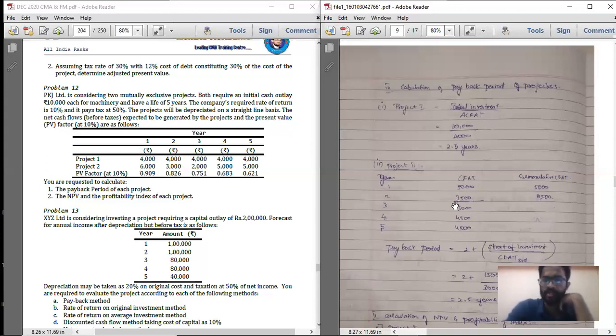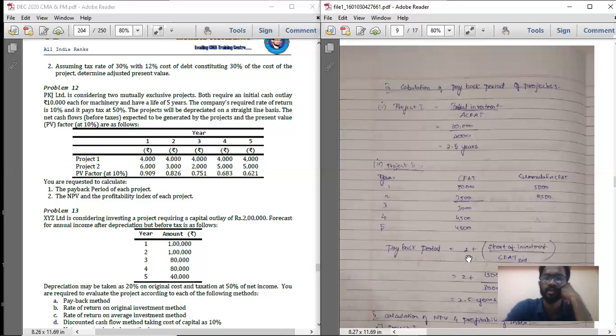So underline it. In respect of second year CFAT, just underline it. So your payback period for project 2 is in between the second year and the third year. So we should calculate using the payback period formula, so that we will arrive at the payback period.